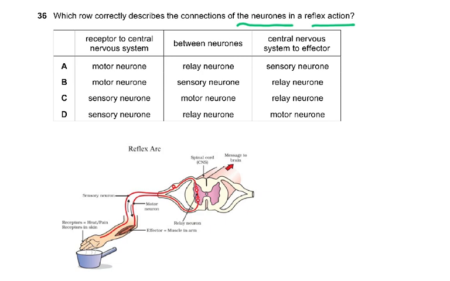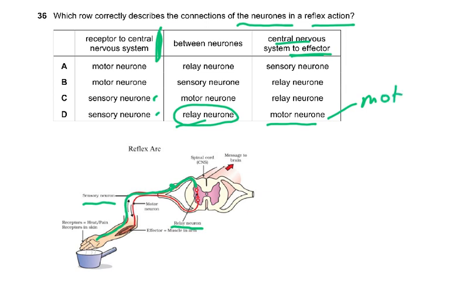Sensory neurons carry impulses from the receptors. Then you've got the cell body out here, and then it goes to the spinal cord. And this is the spinal cord, the central nervous system. So receptor to central nervous system would be the sensory neuron. Between neurons you have the relay neuron. You can see there's a relay neuron here. And then the motor neuron goes to muscles and glands. So central nervous system to effector.